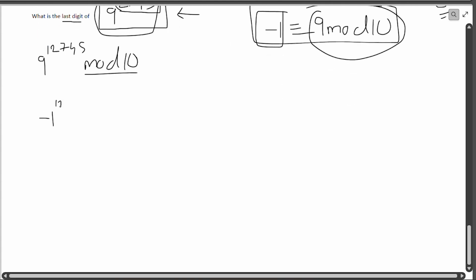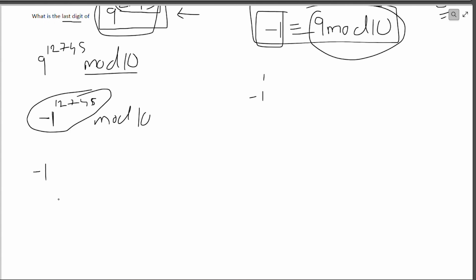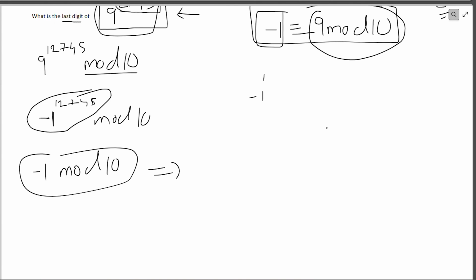So we have minus 1 raised to 1745 mod 10. And now we know that minus 1 raised to an even number will give us plus 1 and raised to an odd number will give us minus 1. Since 5 is the last digit, it is an odd number, so we again get minus 1. So minus 1 mod 10. And since minus 1 cannot be the last digit of a number, we convert it back to a positive number and say the answer is 9.